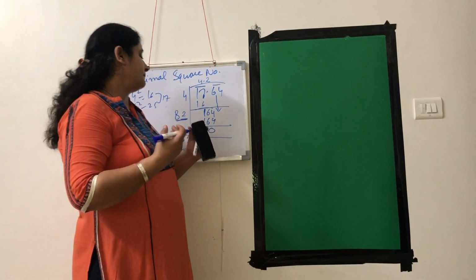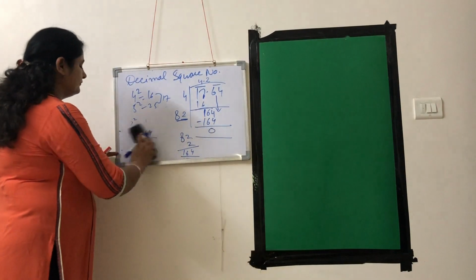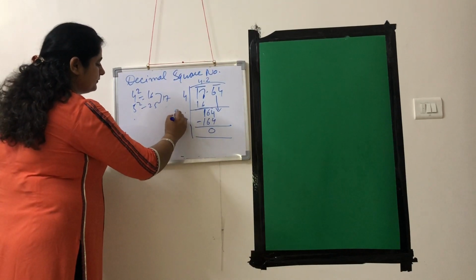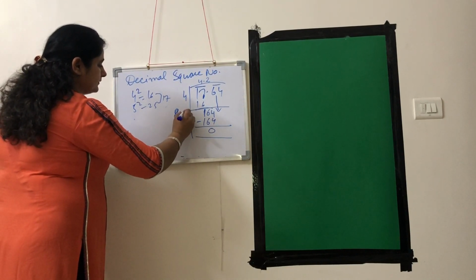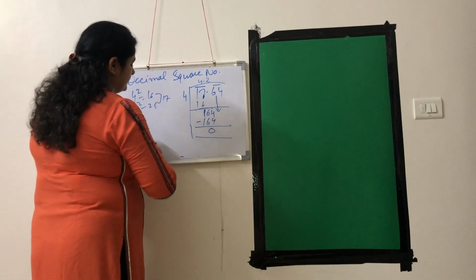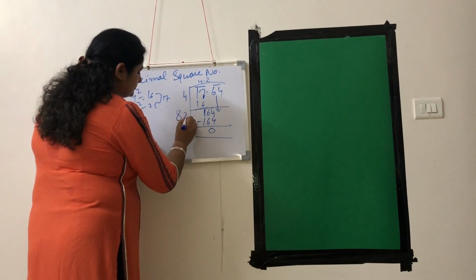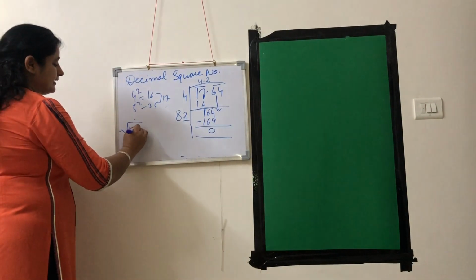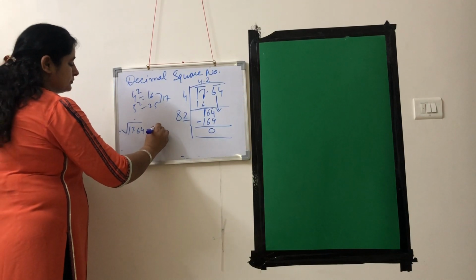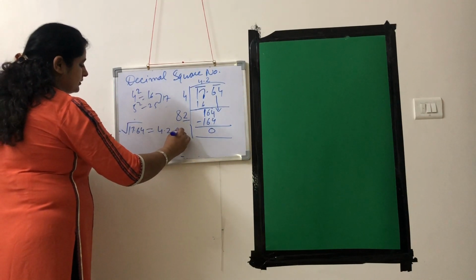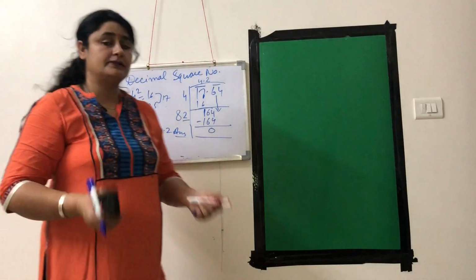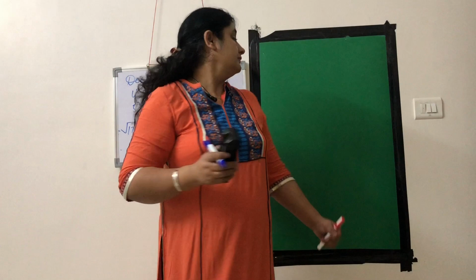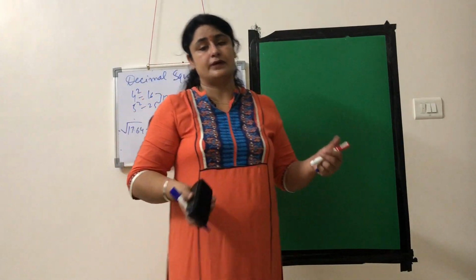That means the square root of, excuse me, we will write 82 under this. Now the square root of 17.64 is equal to 4.2, which is your answer. So this is a very easy method to find the square root of a given square number when it is a decimal number, you may say a decimal square number.